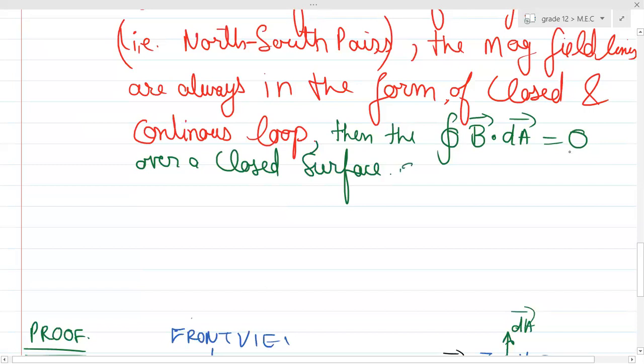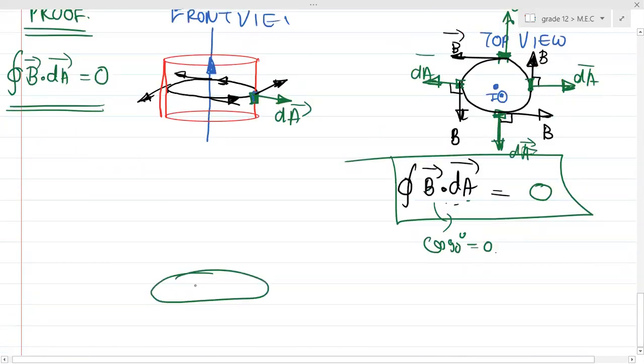So if B dot dA is 0, then how will you include that thing, Q? It was 1 by 4 pi epsilon naught Q, 1 by epsilon naught into Q enclosed, Gauss theorem. So here it is not equal to mu naught into I enclosed. So that's why we have to discard B dot dA and choose B dot dl. So when we choose B dot dl over here, the dl vector was pointing in the same direction as the magnetic field. Is this clear, guys?